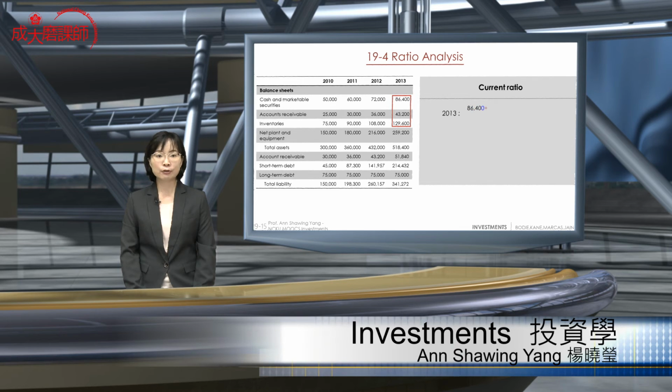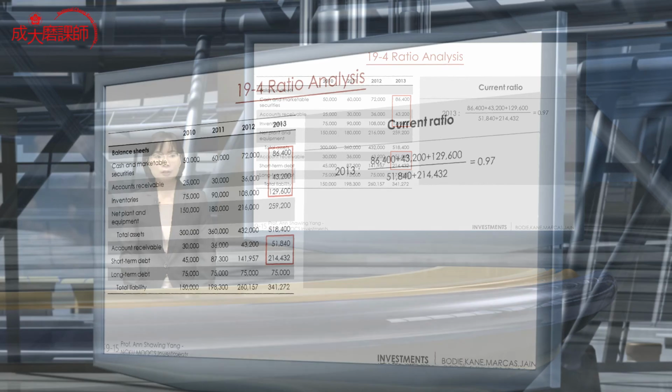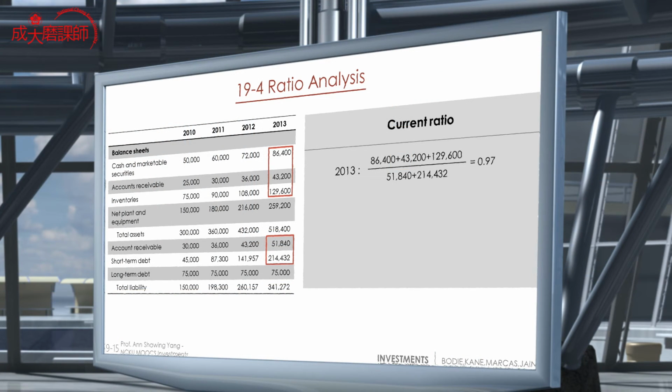And then we take a look at the current ratio. The current ratio is how quickly we can transform our current assets into cash, and this is critically important. So in 2013, we take all the cash or cash equivalent items, for example cash and marketable securities. We take accounts receivable. We also take inventory, because we can sell them for cash. Divided by accounts payable and short-term debt, and we have 0.97.